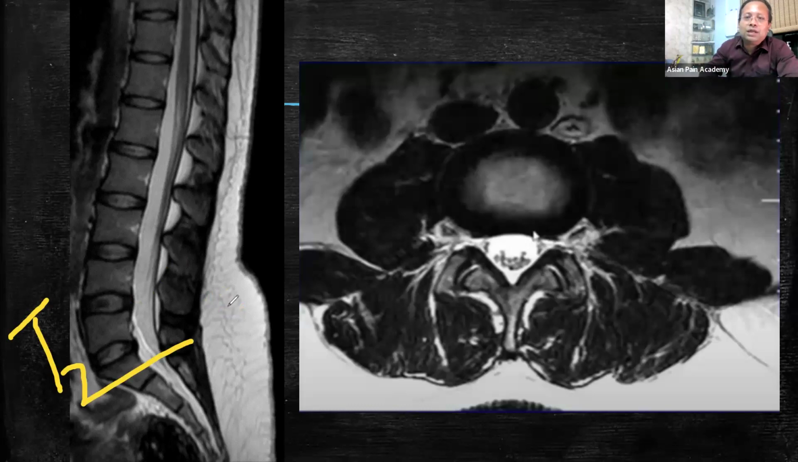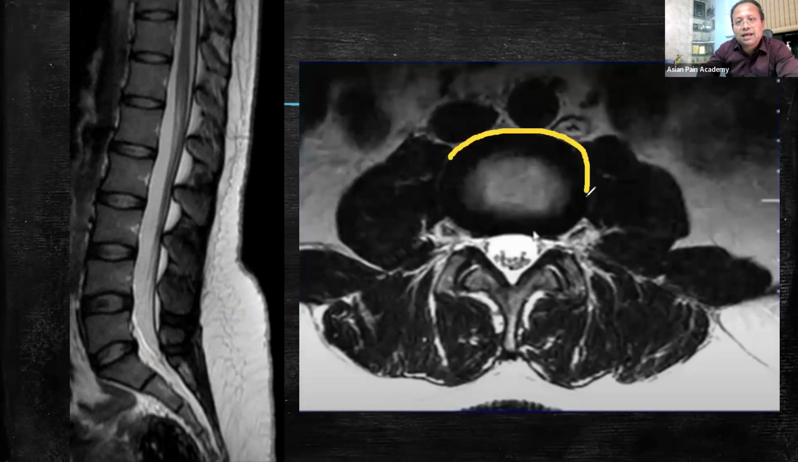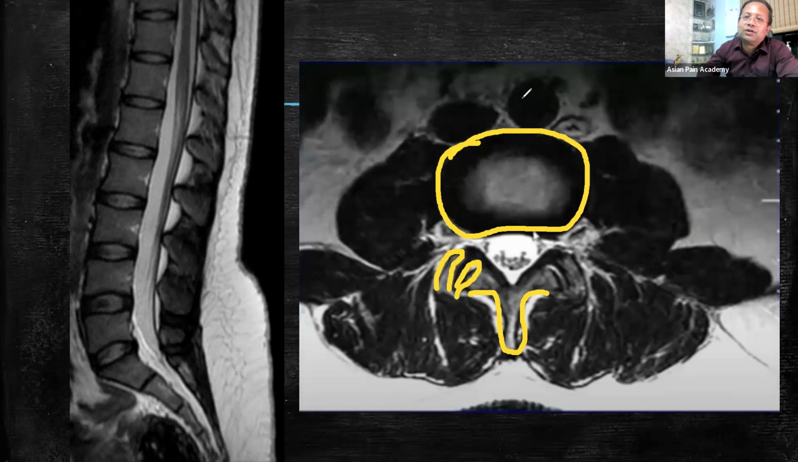Now let us see what we can see in this type of axial section. So here also, first see the structures. What we can see. Here we can very clearly see that this is the vertebral body. Here we can see this is the spinous process. This is the facet joint area.